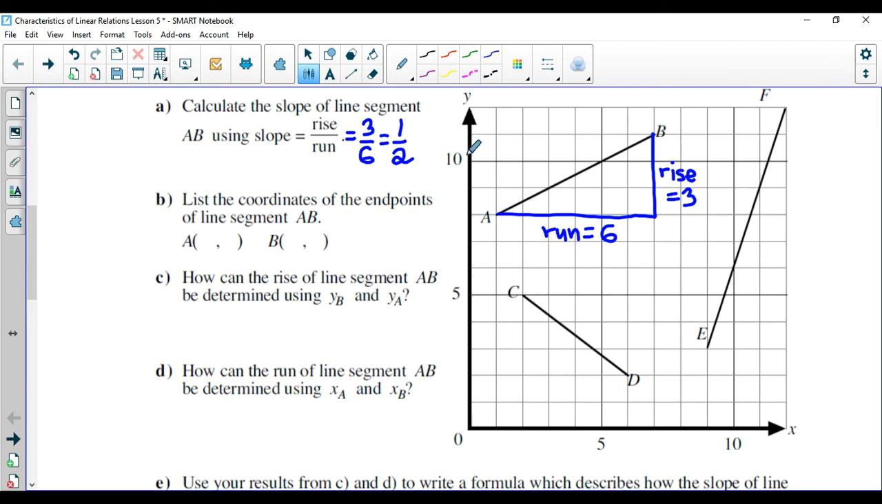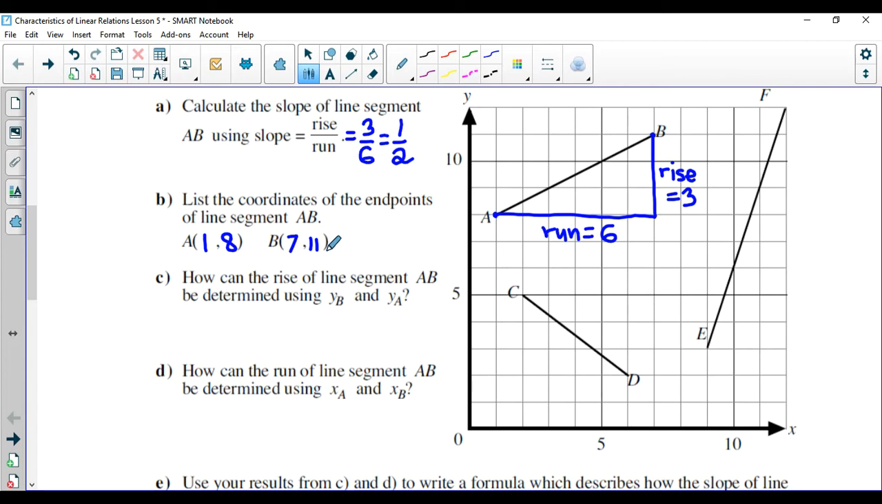Part B says list the coordinates of the endpoints of that line segment. Okay, so point A, which is at the end here, has an x coordinate of positive 1, and it'd have a y coordinate of 1, 2, 3, 4, 5, 6, 7, 8. So it'd have coordinates of (1, 8). Point B, which is at the very top of the line segment, would have an x coordinate of positive 7, and if we go across, a y coordinate of positive 11. So (7, 11).